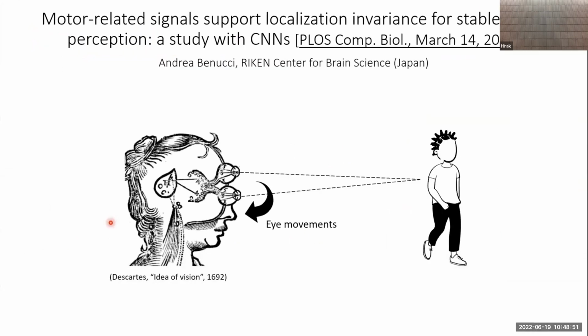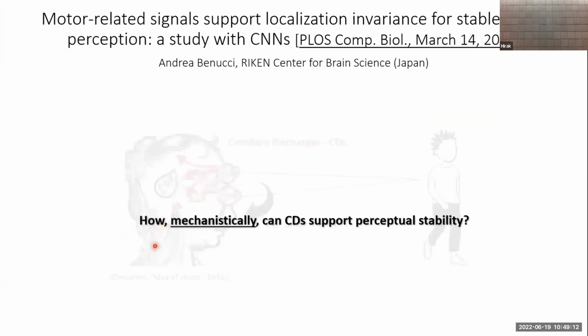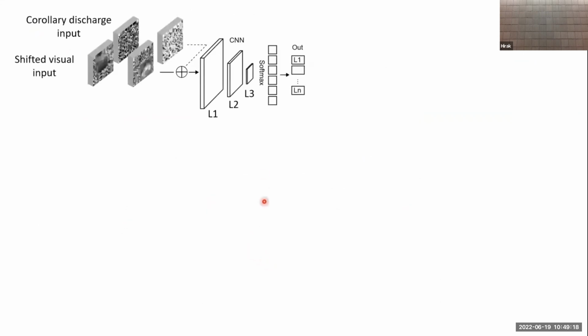Hello. Visual perception is rather stable in the presence of eye movements, which are irrepressible, often unperceived, and necessary for visual perception. It is believed that perceptual stability is supported by corollary discharges, which are motor-related signals broadcasted across brain networks during self-generated movements. So in this study, we examined the mechanistic role of corollary discharges for perceptual stability using convolutional neural networks.